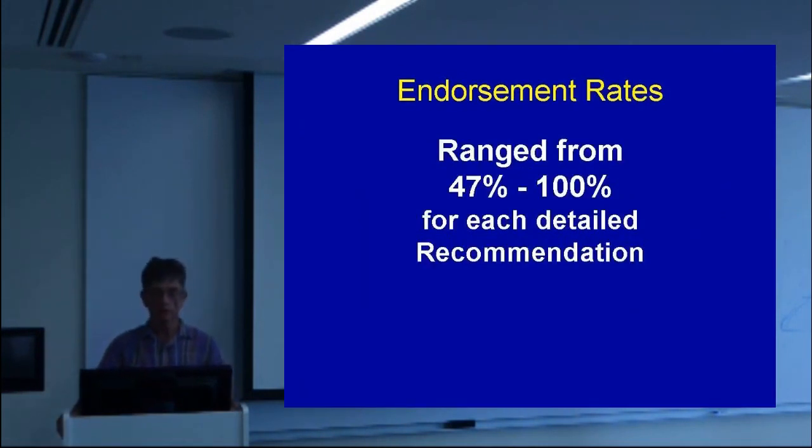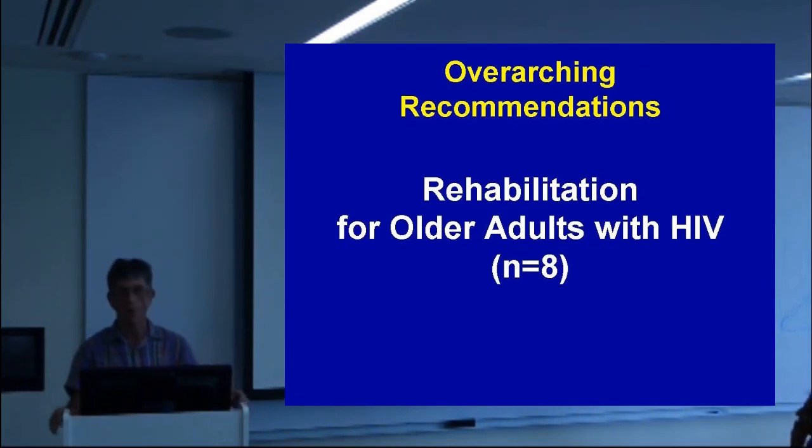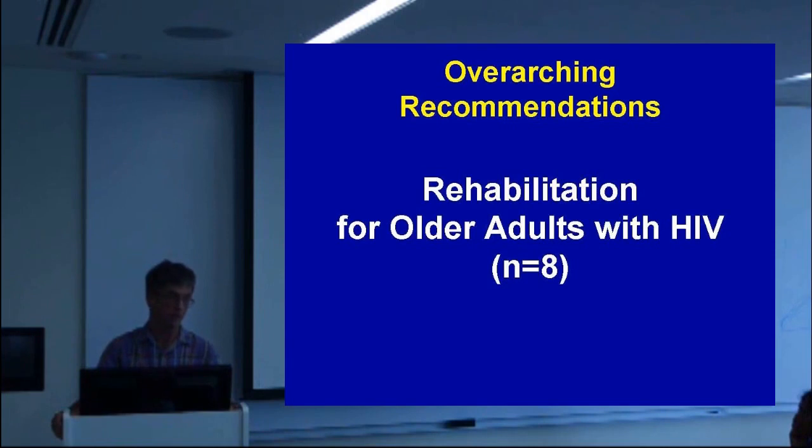When this went out to the external group of 19 people, we got suggestions and comments back, and for the recommendations that we included in the final cut, the endorsement range was 47 to 100% when we looked at each of the detailed recommendations. One of the things that we found as a team that we were challenged with, and me personally, was there was a huge number of recommendations to deal with. It was really hard to digest, and there was a lot of repetition and overlap.